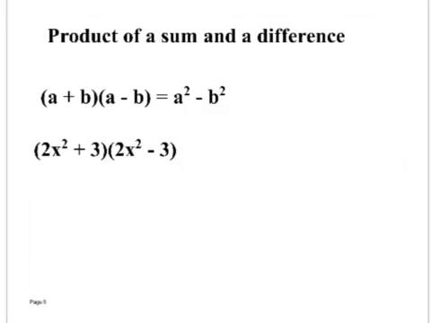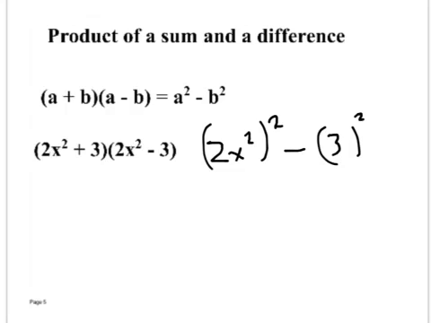So let's do this: 2x squared plus 3 times 2x squared minus 3. All we do is we take the first number squared. So 2x squared, we square it. We subtract, and we take the second number squared. So 2x squared squared would be 4x to the fourth, minus 9. And there's your answer.